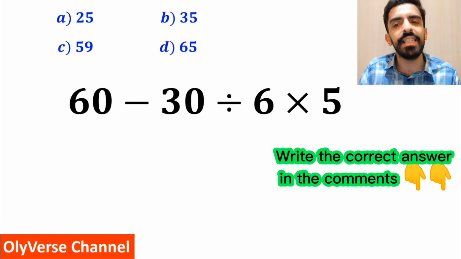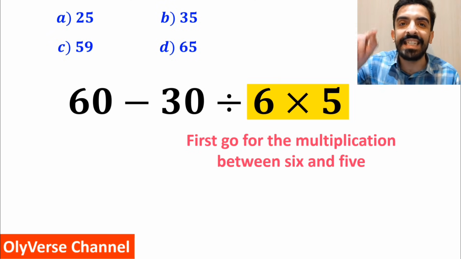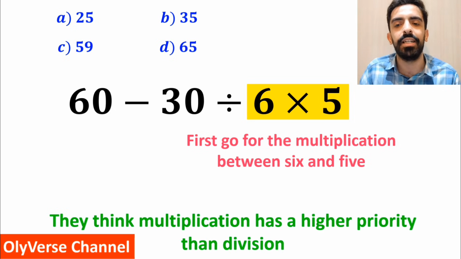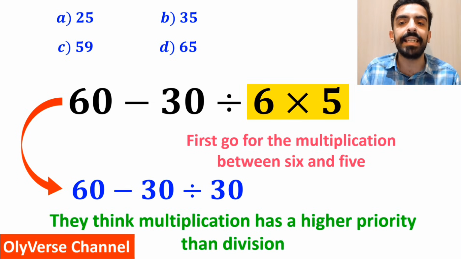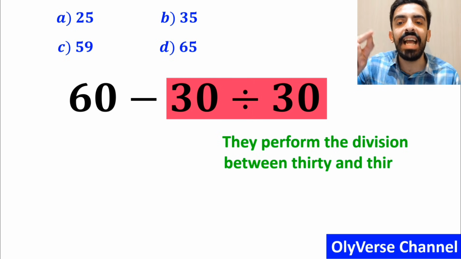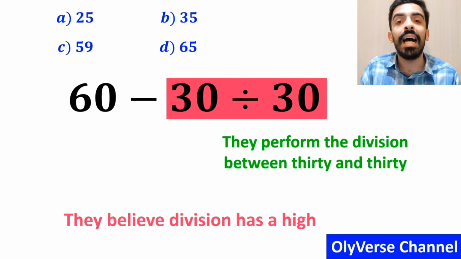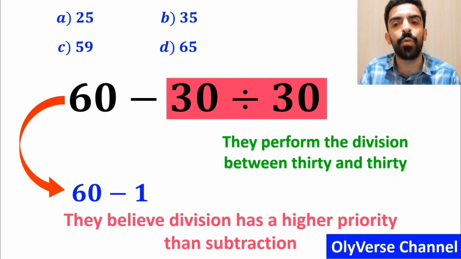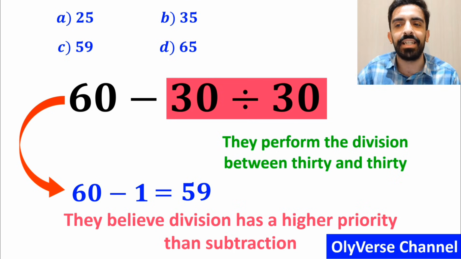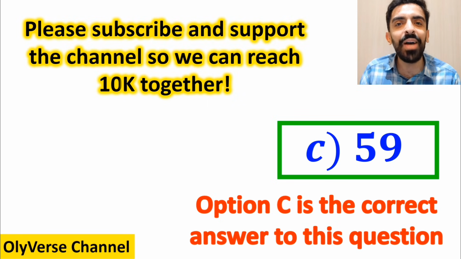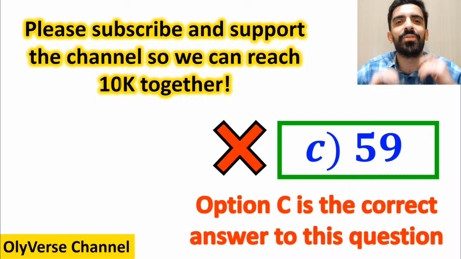Also, some other people when solving this question first go for the multiplication between 6 and 5 because they think multiplication has a higher priority than division. So, they rewrite this expression as 60 minus 30 divided by 30. And the next step, they perform the division between 30 and 30 since they believe division has a higher priority than subtraction. And they simplify this expression to 60 minus 1, which finally gives them the answer 59. Then, without any hesitation, they quickly say that option C is the correct answer to this question. However, this answer is absolutely wrong.